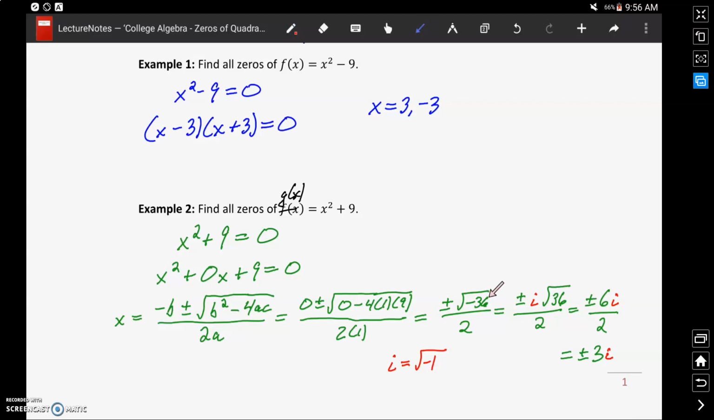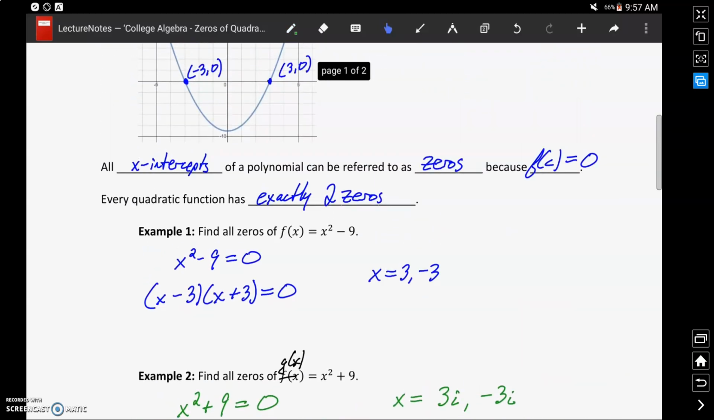Again, we have no real solutions in this case, since we're taking the square root of a negative value, which is why our function has no x-intercepts. But we do end up with two complex solutions, meaning this function g of x does have two zeros, which in this case are complex numbers, 3i and minus 3i.